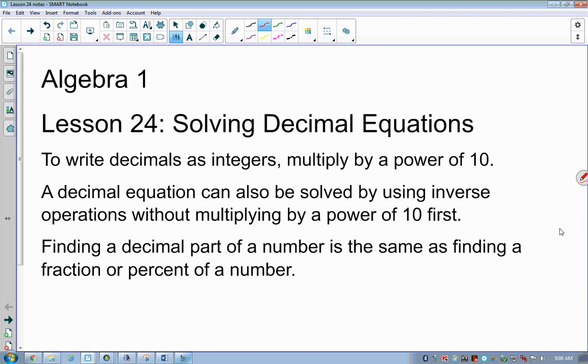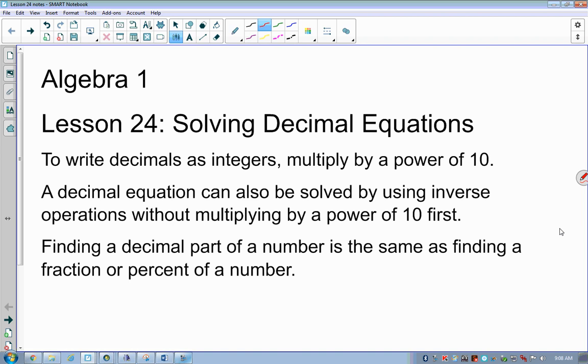Lesson 24, solving decimal equations. These are the notes that I could come up with for the stuff that's in your book. Most of what is covered here is just doing it. It's just practice. So to write decimals as integers, we multiply by a power of 10. Okay? So if we want to write a decimal as an integer, we'll multiply it by a power of 10.